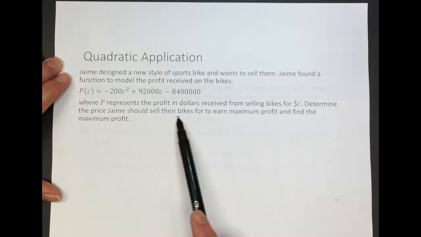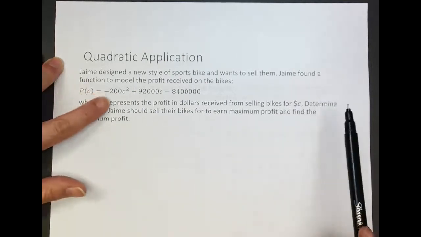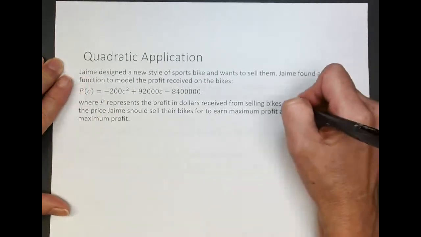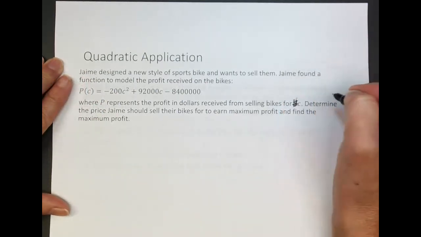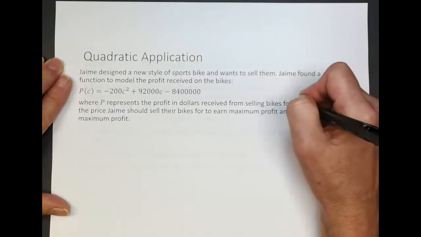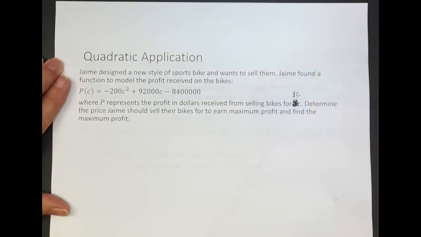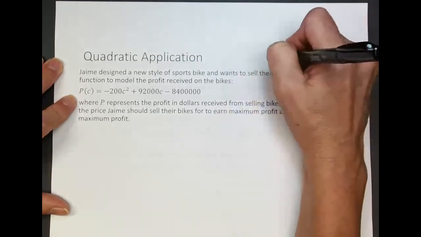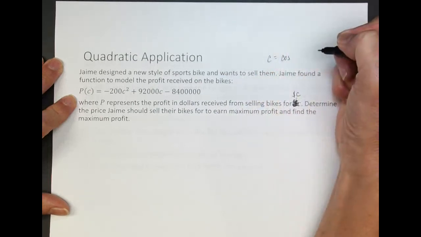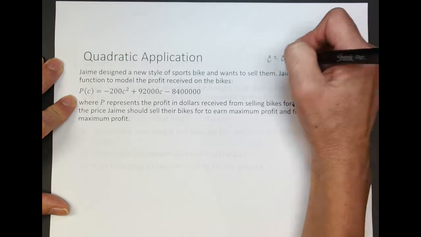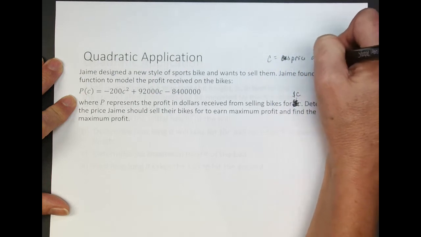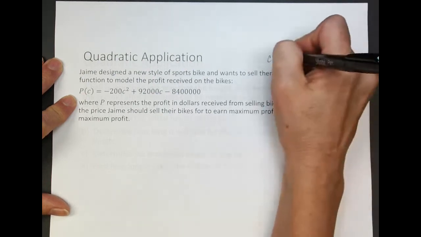C, I think, is the number of bikes sold. And I think that's a typo. I think that should say the number. Oh no, it's the dollars. It's the cost of the bike. All right, let's write that out because that's kind of confusing. C equals the, not cost, the price of the bike. We're going to call it price. The price of the bike. Okay, C is equal to the price of the bike.